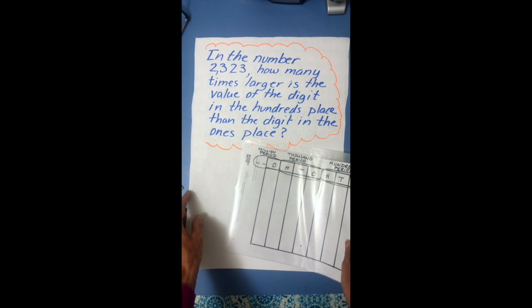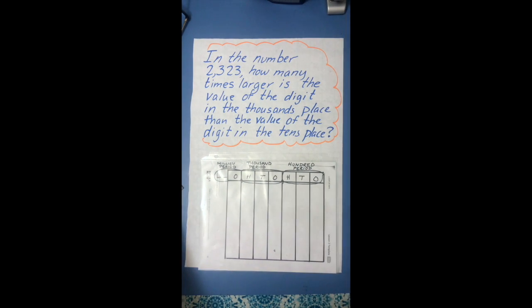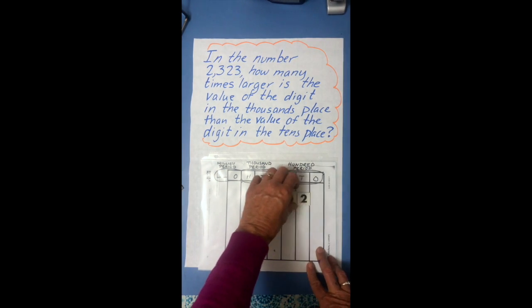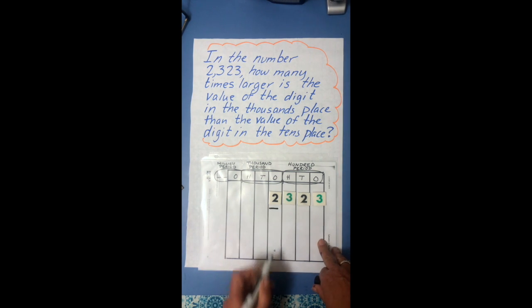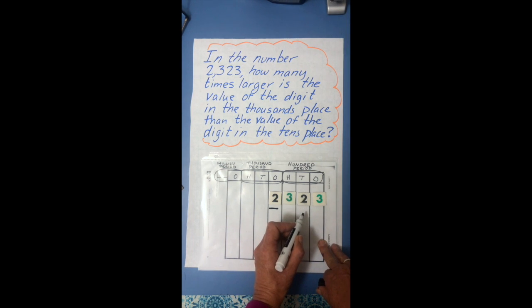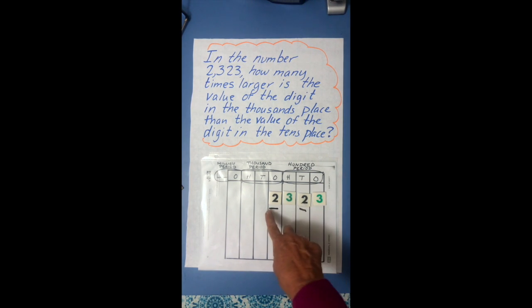All right, this is the last problem, I believe. Yes. So it's the same number, 2,323. And I like to underline the digits that they're talking about. It says, how many times larger is the value of the digit in the thousands place than the value of the digit in the tens place?